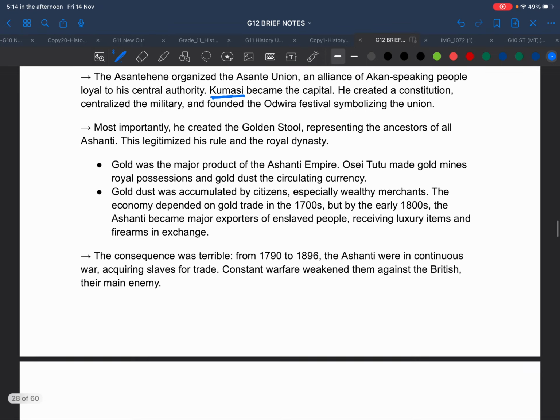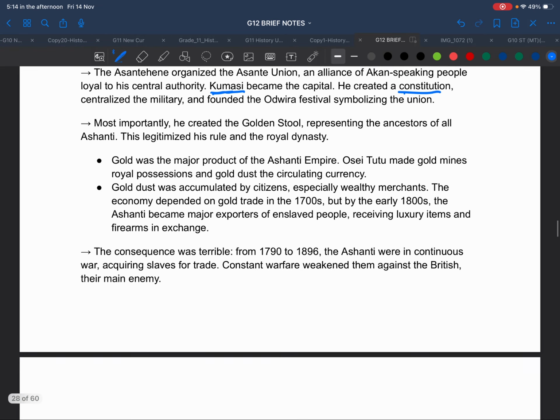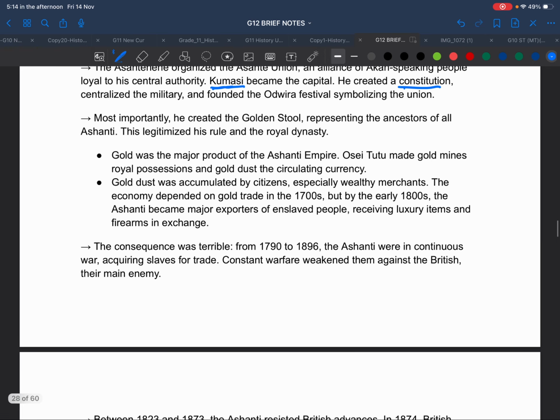You know what a constitution is? It could be a written or unwritten document that the country should be guided by. He centralized the military and founded the Odiwira festival symbolizing unity. The Ghanaians were known by a kind of dancing system, that is the Odiwira festival. Most importantly, he created the golden stool.